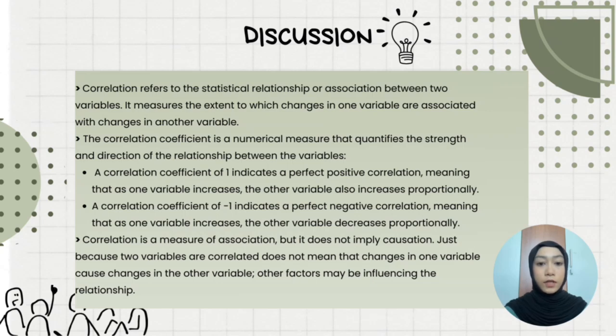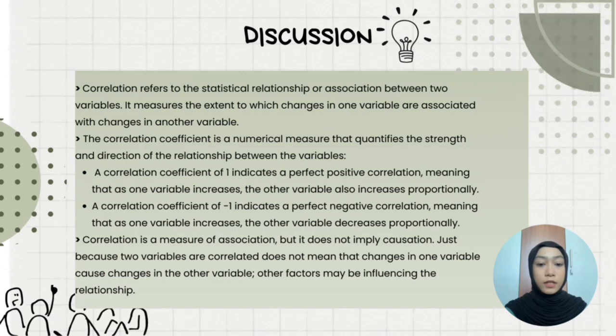A correlation coefficient of 1 indicates a perfect positive correlation, meaning that as one variable increases, the other variable also increases proportionally. A correlation coefficient of -1 indicates a perfect negative correlation, meaning that as one variable increases, the other variable decreases proportionally. Fifth, correlation is a measure of association, but it does not imply causation. Just because two variables are correlated does not mean that changes in one variable cause changes in the other variable. Other factors may be influencing the relationship.